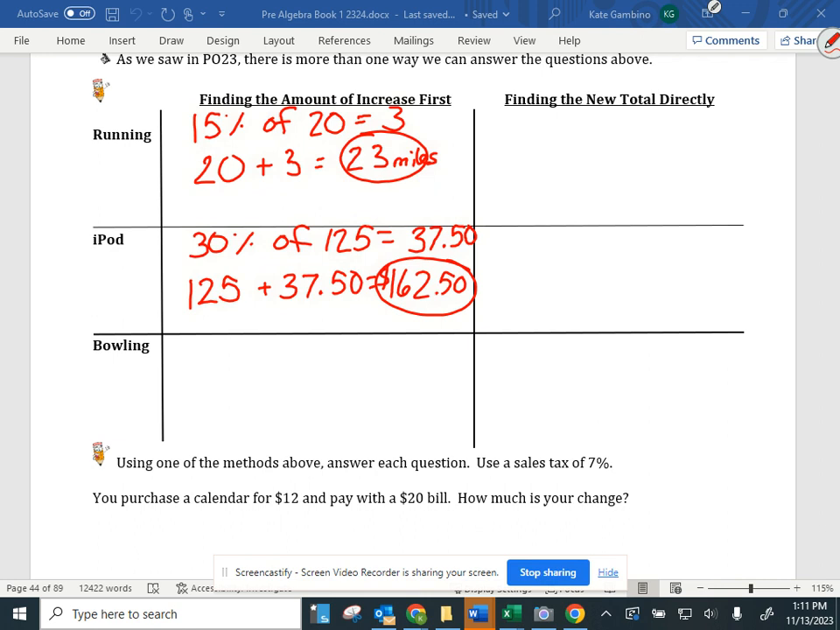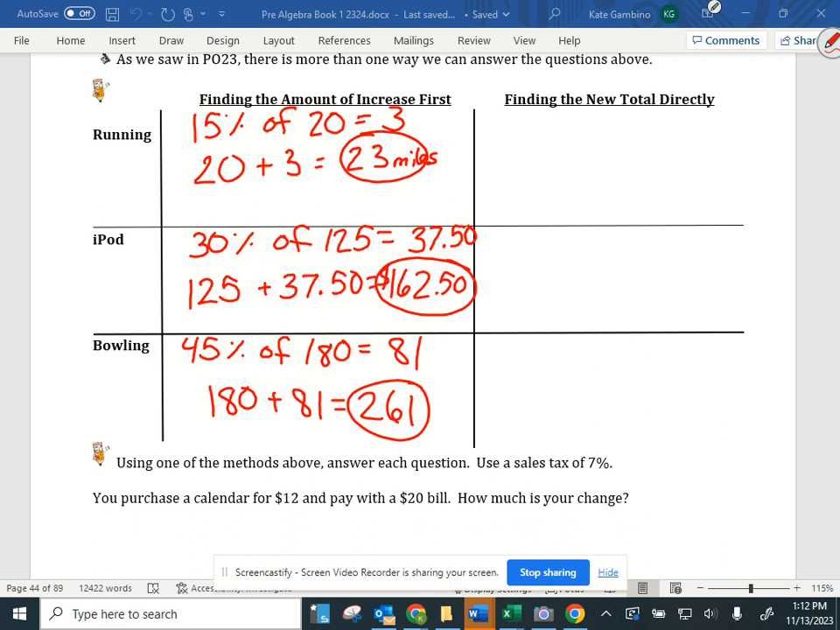So now bowling. Your bowling score was 180 and your goal is to raise it by 45%. So what's my first equation, Grace? 45% of 180 equals what? Who's done the math? Claire? 81. So we go back to that score of 180 and we want to increase it by our 81. So we are going for a score of 261. So that's how we do the method where we find the increase and then we add it on.